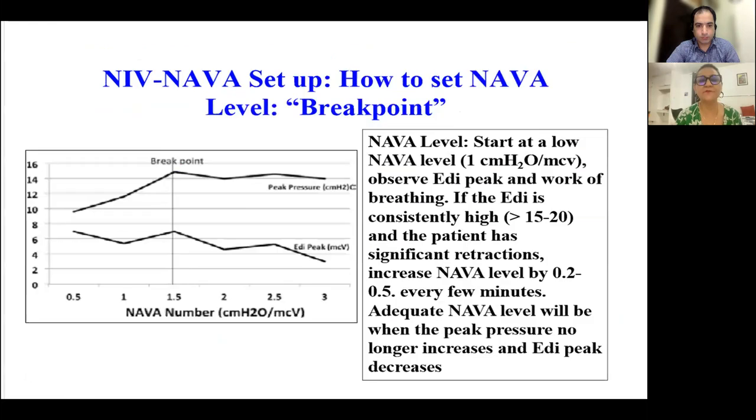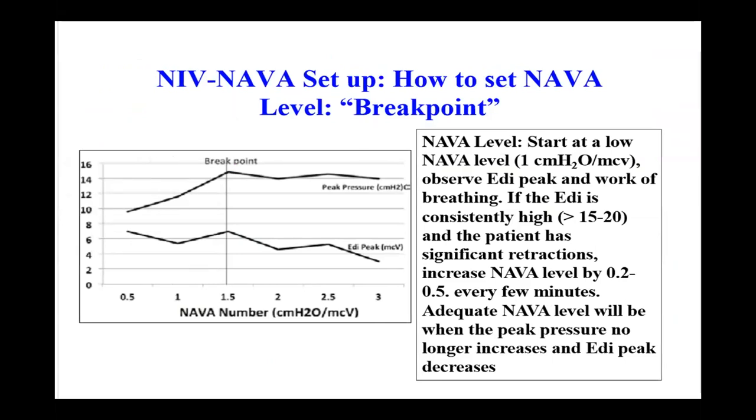And the NAVA level, as we said, is a conversion factor which converts the EDI signal into a proportional pressure. I hope it's clear. So as already discussed, how do you set the NAVA level? You need to reach the break point. You start at a level of 1, look at the EDI peak and the work of breathing. If the EDI is constantly high, more than 15 to 20, and the patient has a lot of retractions, you need to increase the NAVA level by 0.2 to 0.5 every few minutes.